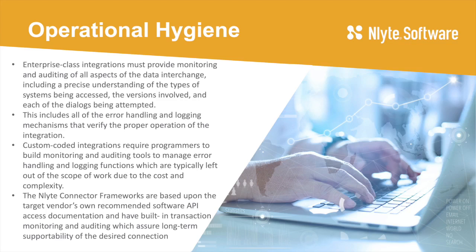And with custom code integrations, you're requiring the programmer to build monitoring and auditing tools to manage error handling and logging functions, which, as I said, are often just left out because they're trying to get their job done as fast as possible. By buying a pre-built connector framework based upon the vendor, the enterprise system you're trying to tie into, you're getting access to documentation, built-in transaction monitoring and auditing, which assures in the long term you can support this integration to the level of the SLA that you're expecting. And heaven forbid you lose the developer and maybe they didn't write proper documentation and something goes wrong. You don't have the monitoring, you don't have the auditing or logging to see what's actually transpiring.